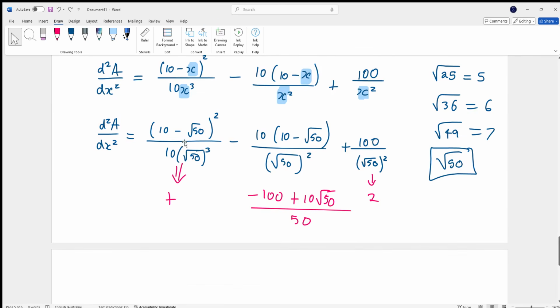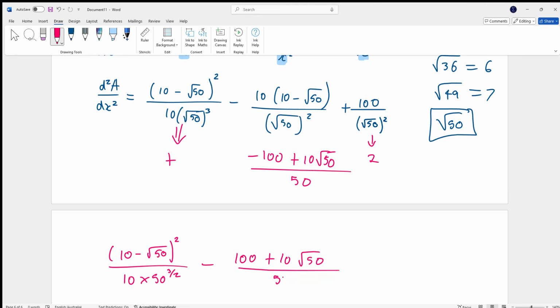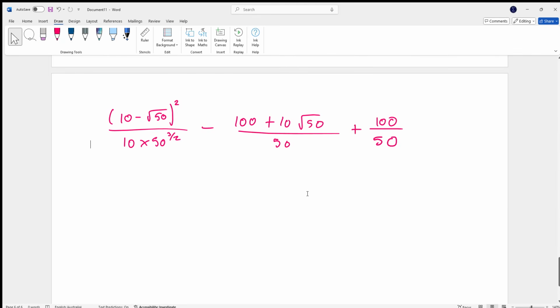Okay. So what we'll do here, let's try and work out what this would be. We'll try and put them all over 50. So we'll have this bit here. So we'll have (10 minus root 50) squared over 10. And then a square root is a power of a half. So you have 50 to the power of 3 over 2. And we'll work that out very shortly. Minus (100 plus 10 root 50) over 50. And then here you'll have plus, I'm just going to leave it as 100 over 50, and you'll see why very shortly, just because everything will be over one denominator.